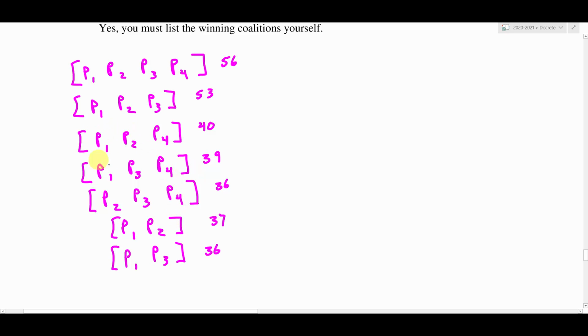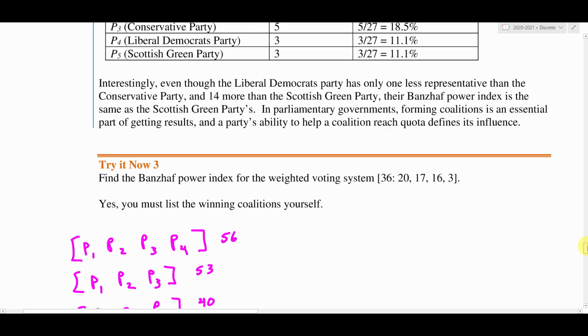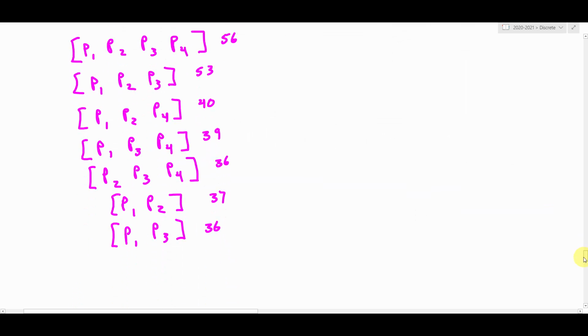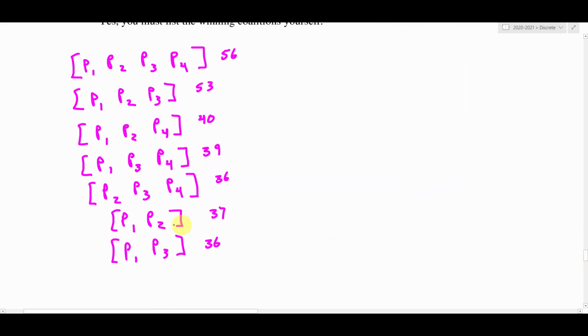Okay. And once I felt like I got all of the 3-player coalitions, I went down to the 2-player coalitions. So I did 1, 2, then 1, 3, and then when I tried to do 2 and 3, like 17 and 16 here, that would only add up to 33. So I realized there were no 2-player combinations that were going to work without player 1. So I was able to eliminate some pretty quickly. So those are the tips and tricks I got for you if you ever have to list this out yourself.